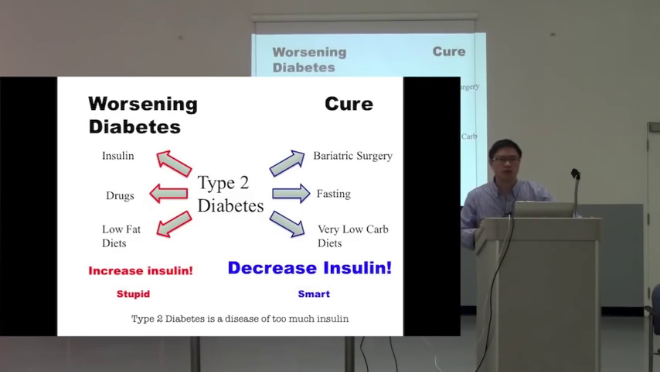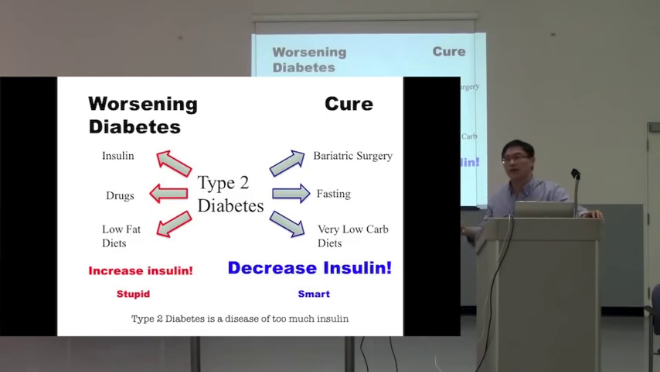So what you can do is look back at our initial construct here, and you say, well, this is leading to worsening diabetes. We know that because we've been doing that for 25 years. We've been making these diabetics worse, right? How? Because we're increasing insulin. That's the entire problem. We're giving insulin. We're giving drugs that increase insulin. We're putting them on low-fat diets, which are high in carbohydrates, which stimulate insulin, right? And on the side of the cure, the whole point is to decrease the insulin. That's the only way you're going to get better, because it was the insulin that was causing the problem in the first place.